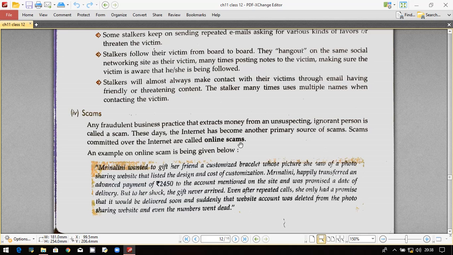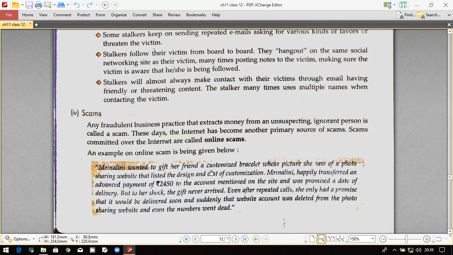So you must have heard about scams. Different types of scams have already happened in our country. Those are basically the normal scams which happen offline. But when we are talking about societal impacts, in this case we are discussing digital scams, that happen over the internet, so those are the online scams. An example of an online scam is given below.